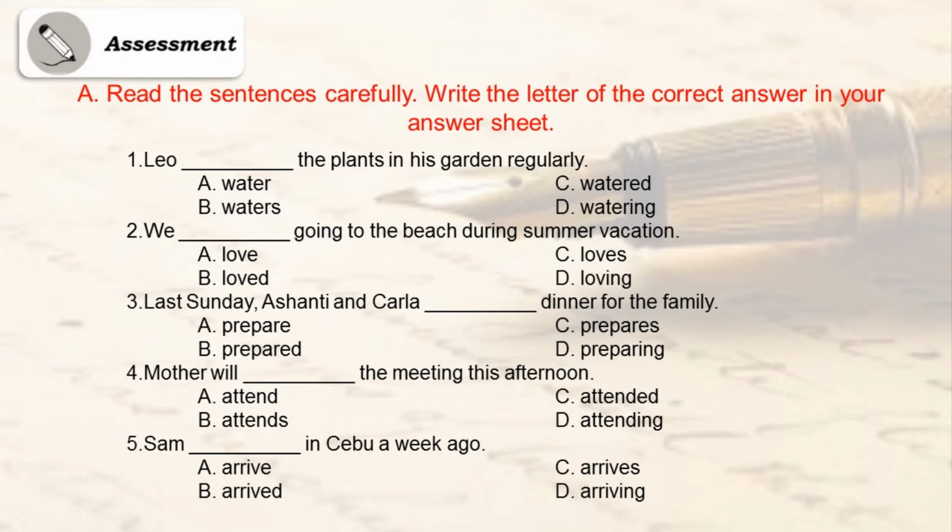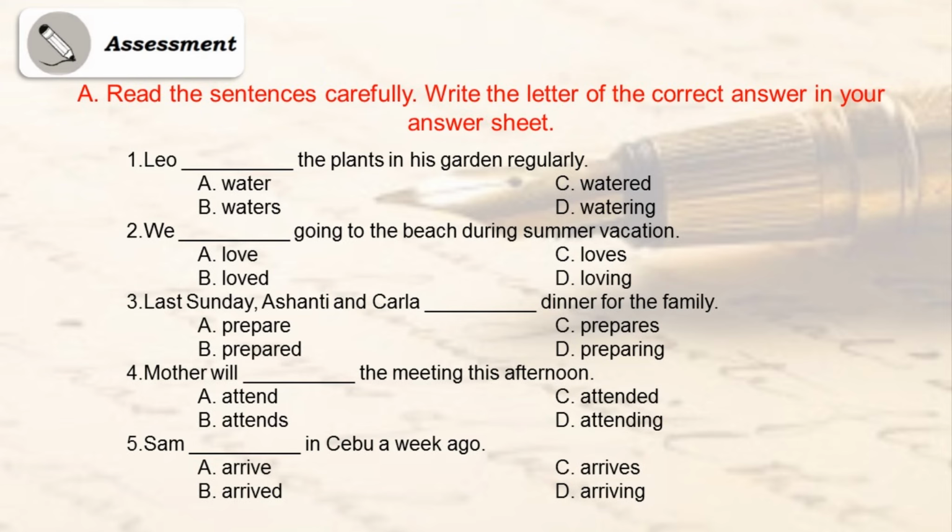Read the sentences carefully. Write the letter of the correct answer in your answer sheet. 1. Leo blank the plants in his garden regularly. A. Water. B. Waters. C. Watered. D. Watering. 2. We blank going to the beach during summer vacation.